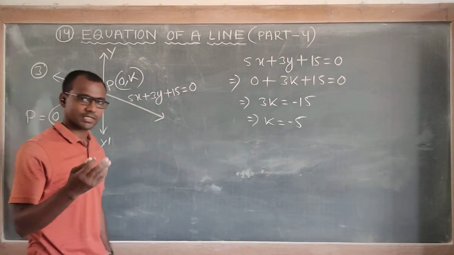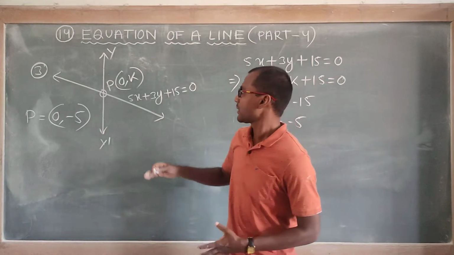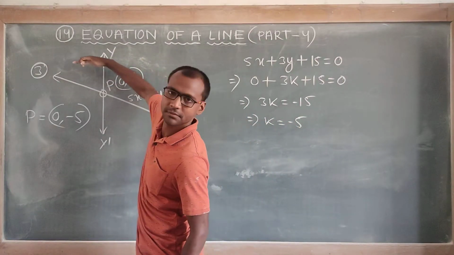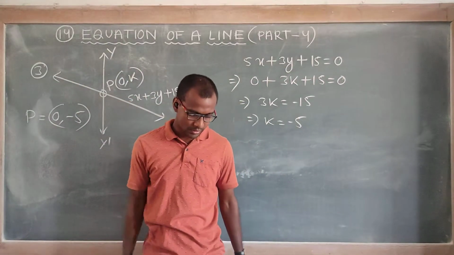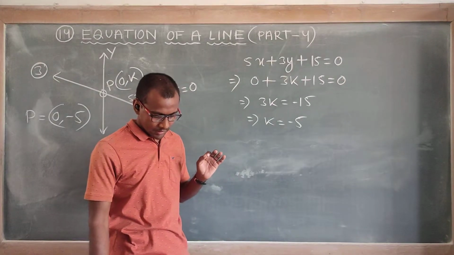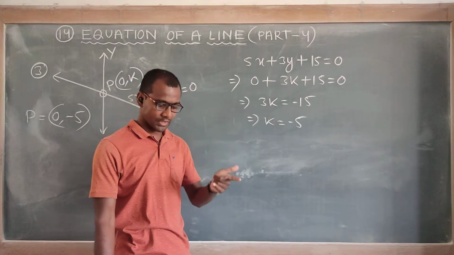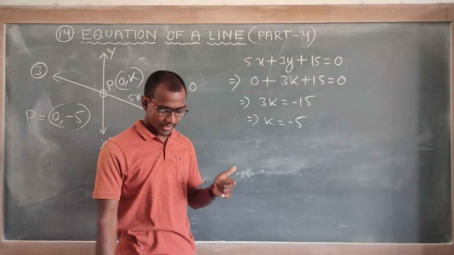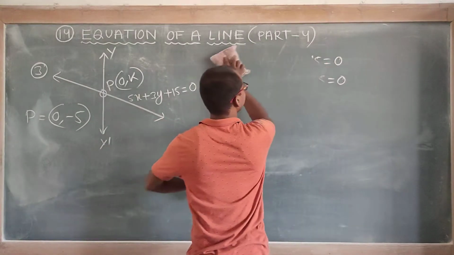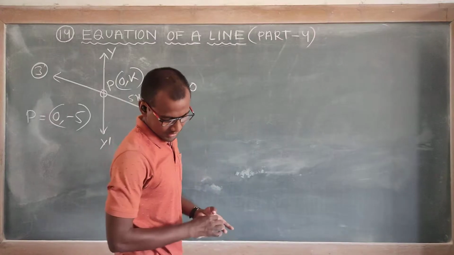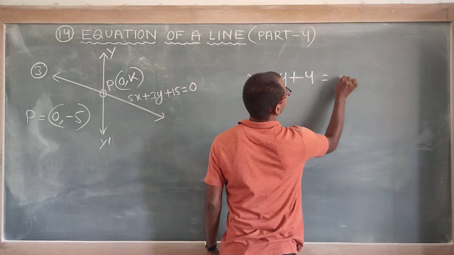Previously I did not know. After getting the coordinates of point P, I could know that the x-axis will be somewhere here, or the origin will be here. So we got the coordinates of point P. Then find the equation of a line through P and perpendicular to x minus 3y plus 4 is equal to 0. There is another line whose equation has been given to you. x minus 3y plus 4 is equal to 0.